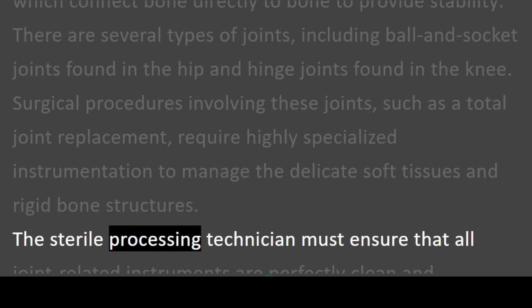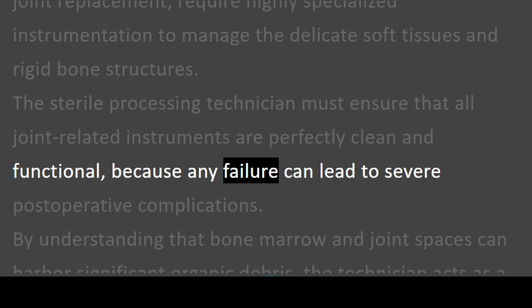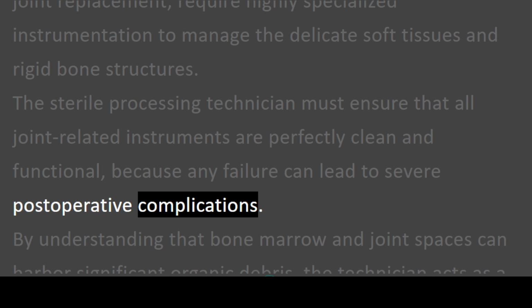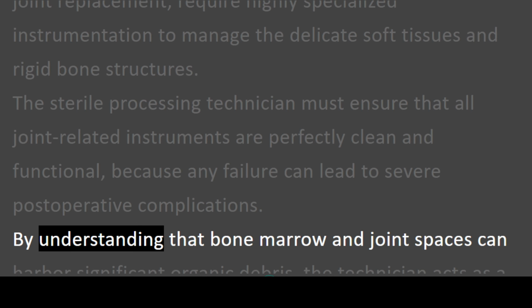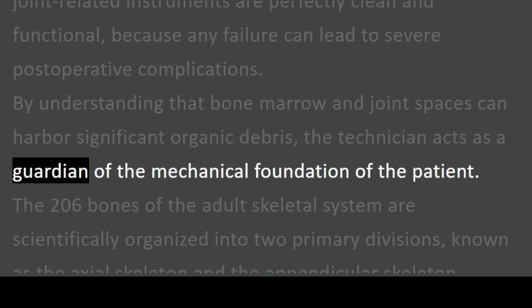The sterile processing technician must ensure that all joint-related instruments are perfectly clean and functional, because any failure can lead to severe postoperative complications. By understanding that bone marrow and joint spaces can harbor significant organic debris, the technician acts as a guardian of the mechanical foundation of the patient.